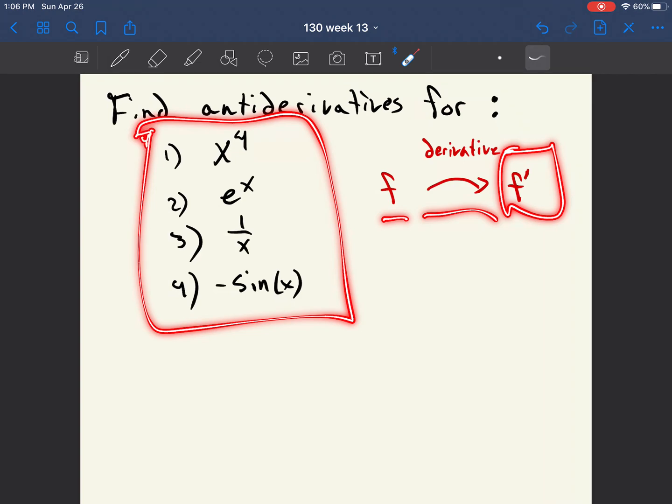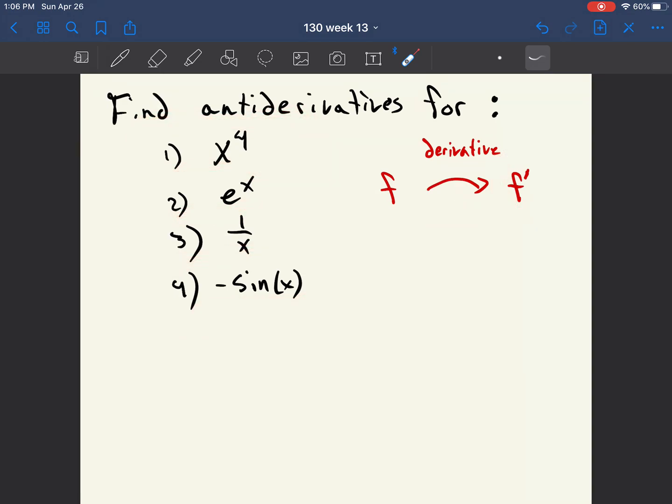Given these functions, we're going to use these as the derivative, and we're going to find another function whose derivative is equal to each one of these. So we're reversing this process. That's why it's called antiderivative. Let's start with the first one here, x to the fourth.